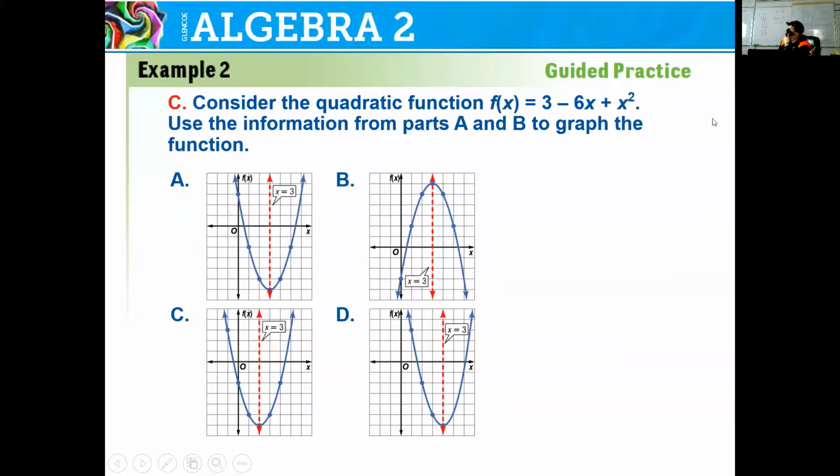Okay, so once again, we would want to rewrite this. So it would be x squared minus 6x plus 3. x squared is a positive a value, which means I can eliminate answer choice B. That's the same equation. So 3, negative 6. That's 1, 2, 3, 4, 5, 6. Bang, bang, bang, bang. Looks like it's going to be answer choice A here. And that's just them wanting you to select the graph of the table we just made.